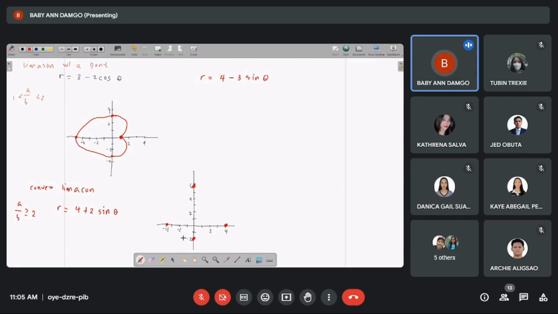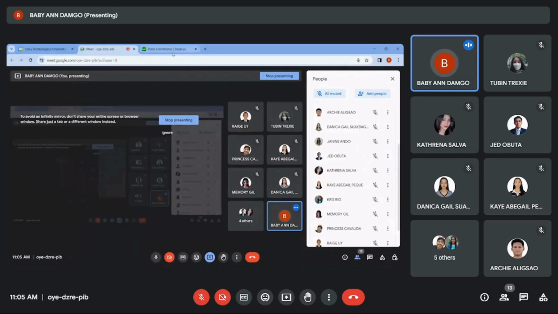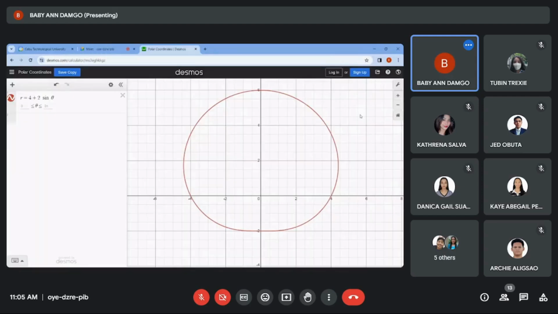Okay. So ato siyang i-kuan sa Desmos, para makita na ato ang actual niyang graph. 4 plus 2. Okay, so this is the graph. Question? Class?